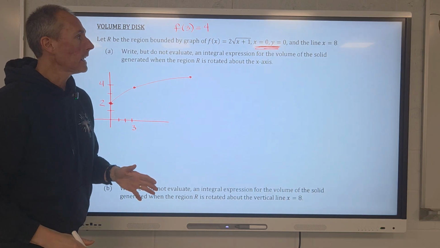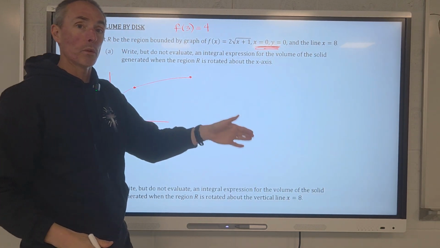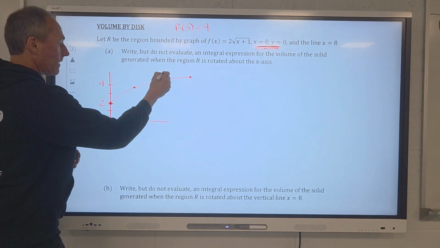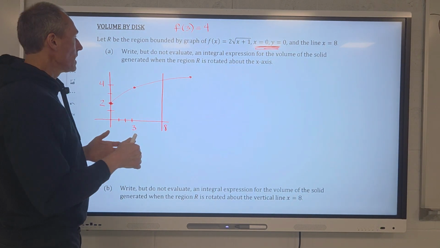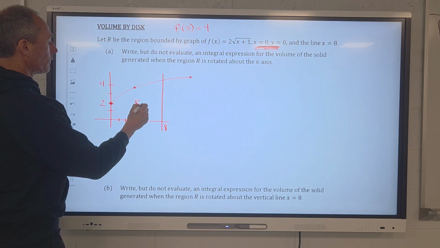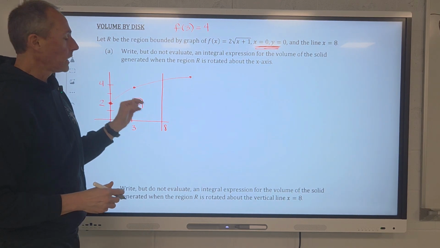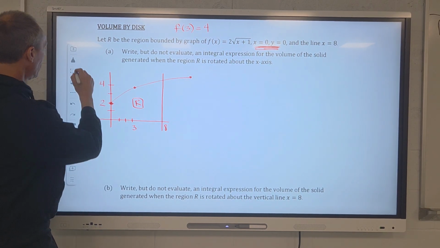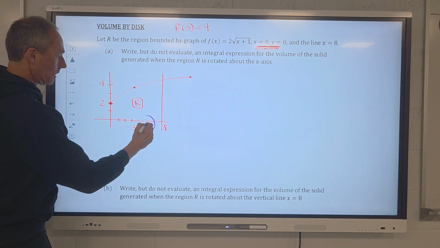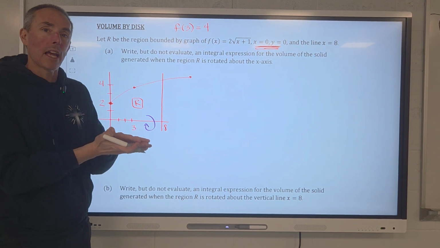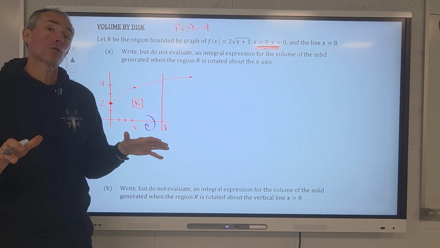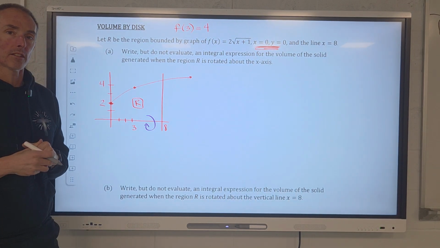Good enough. Then, of course, I have the line x equals 8, which is the last hurrah, the last fenced-in region, so to speak. So this is what we're calling region R, and we are going to rotate this region around the x-axis. We see the region being flush up against the axis of revolution. There's no space whatsoever. That's what tells me this is a disk method problem.